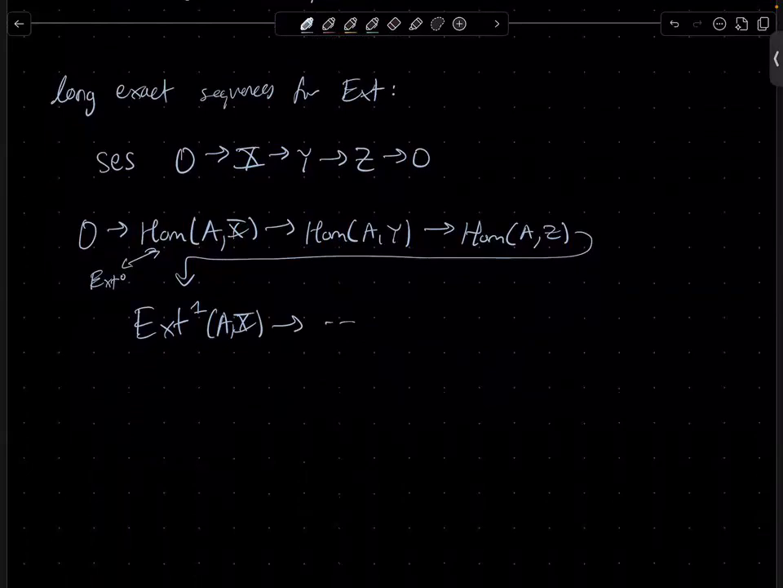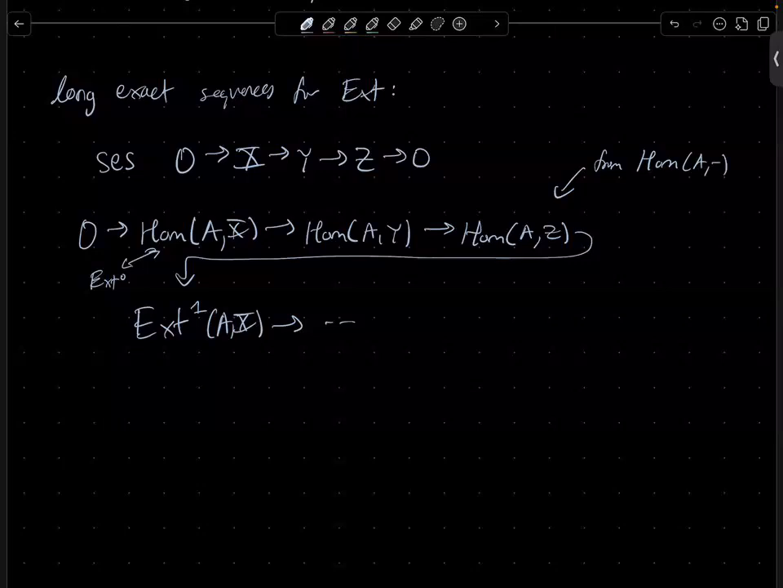And then there's another one for this. So this is the one coming from the covariant Hom functor. There's another one for the contravariant one. So this was for Hom(A, -), and then the other one, which I probably don't have time to write down, is for the contravariant Hom functor.